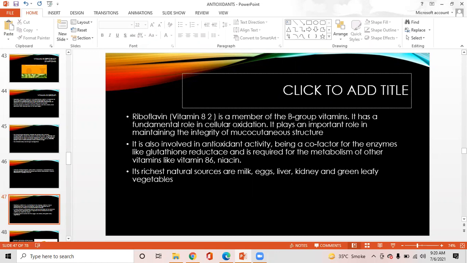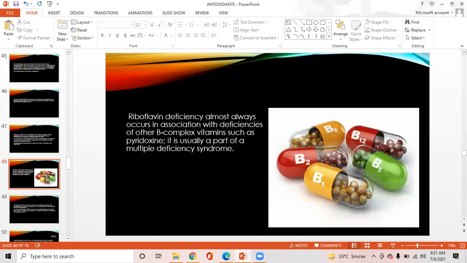The richest natural sources for vitamin B2 or riboflavin are milk, eggs, liver, kidney, and green leafy vegetables. Riboflavin deficiency almost always occurs in association with deficiencies of other vitamin B complex vitamins such as pyridoxine. It is usually a part of multiple deficiency syndrome.